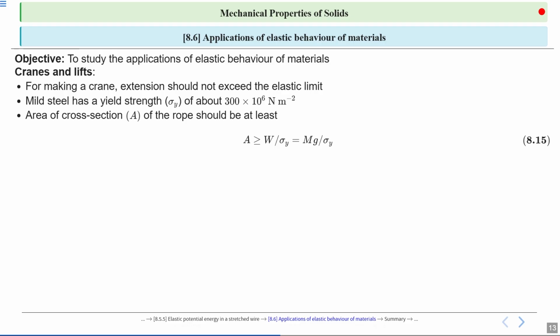To ensure safety, we need to calculate the minimum area of the rope's cross section. The formula is: area A must be greater than or equal to the weight W divided by the yield strength sigma.